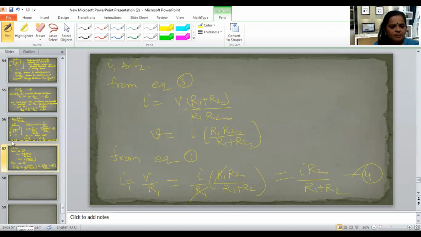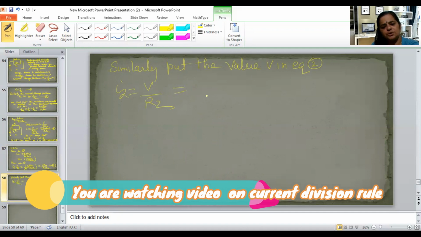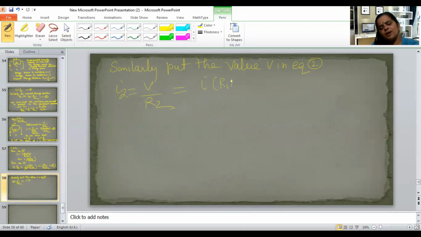Now similarly, put the value of V in equation number 2. I2 is equal to V by R2, that is your equation number 2. What is the value of V? I R1 R2 upon R1 plus R2 divided by R2. So this cancels, and I R1 upon R1 plus R2. And this is equation number 5.